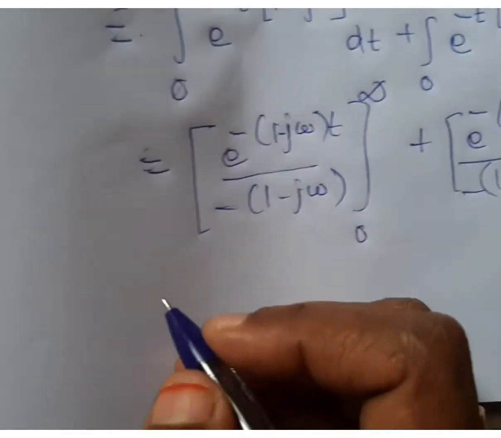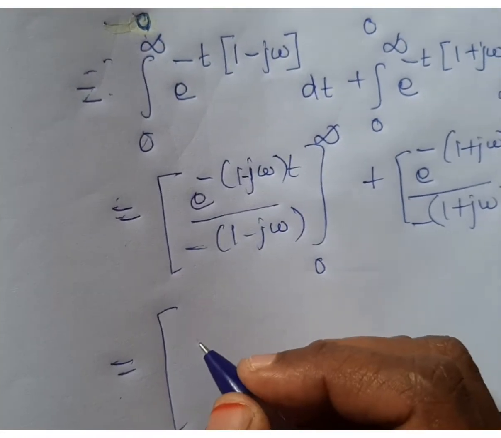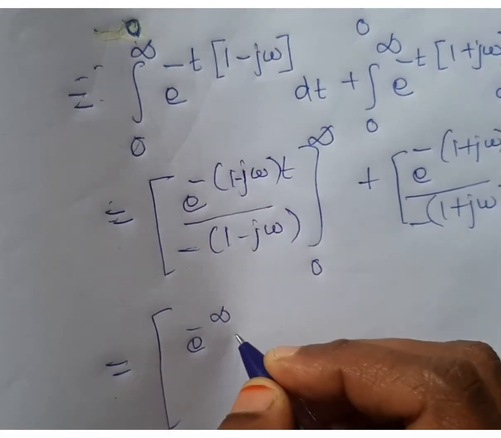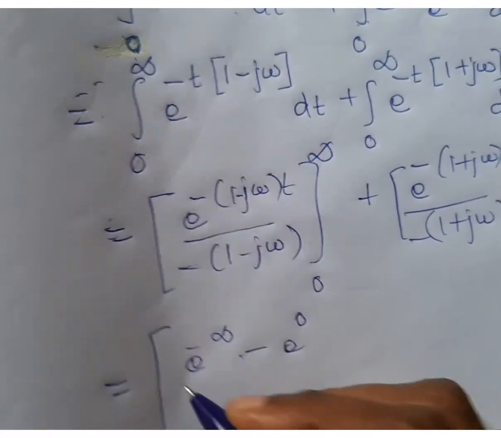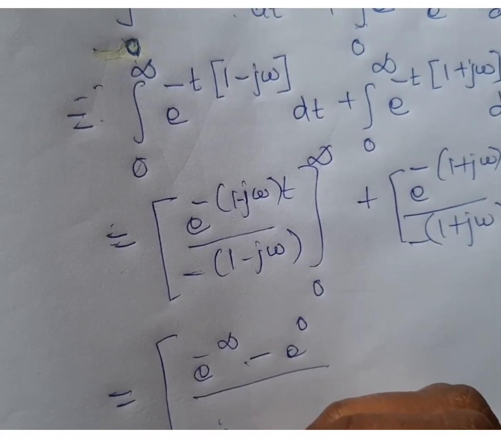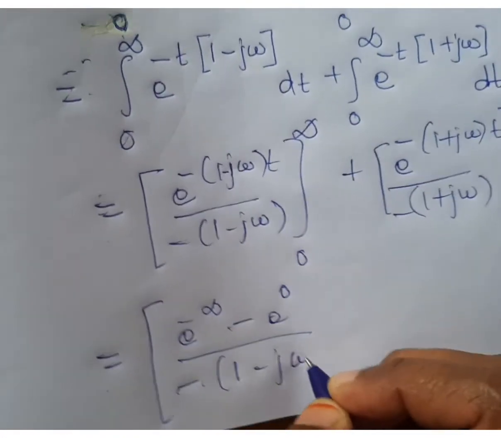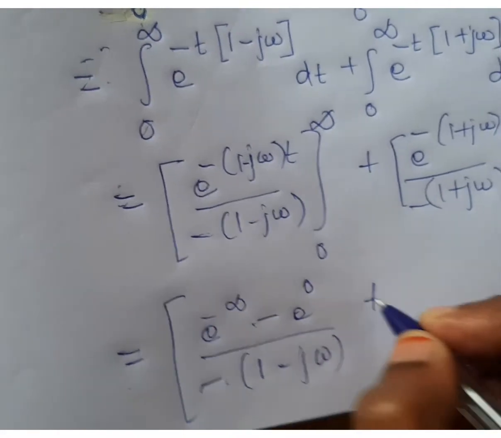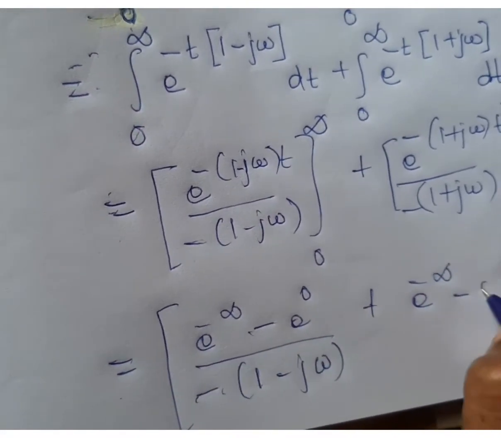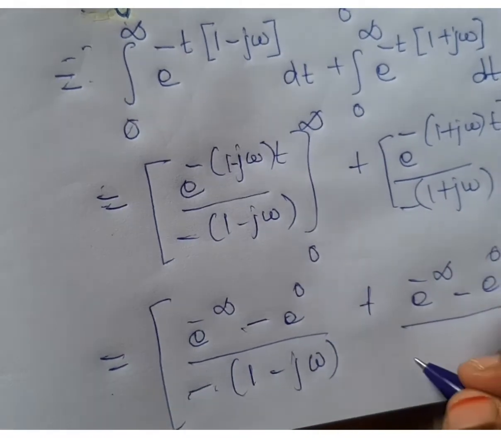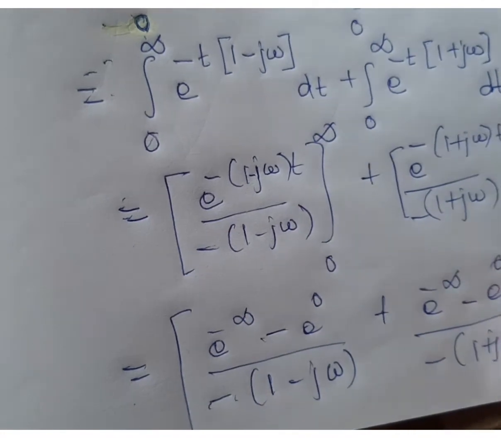So now can you apply the limit? So here the upper limit is e power minus infinity and the lower limit is e power 0. Okay, e power 0 divided by, here, minus 1 minus j omega, then plus here also e power minus infinity minus e power 0, here also divided by minus 1 plus j omega. Okay.